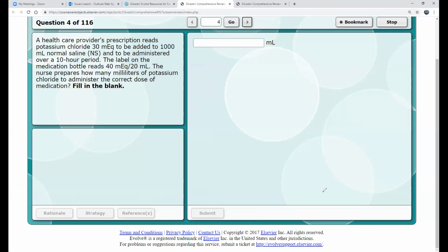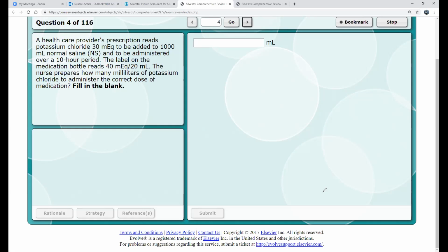So first of all, what is your formula going to be here? Desired over have. Good, because it's asking you how to administer the correct dose. So what is your desired dose? 30. And what do you have? 40 per 20 mL. Good.